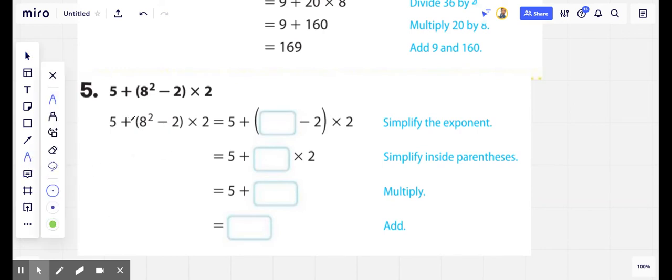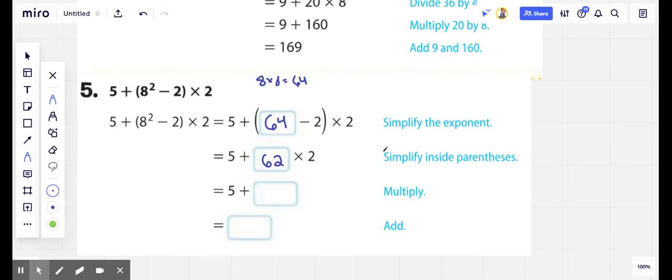Okay, so we have 5 plus 8 squared minus 2 in parentheses, times 2. All right, so the first thing we need to do is work in parentheses, and it just so happens that our exponent is in parentheses. So what is the power? What's 8 squared? 8 squared is what? Well, 8 times 8 equals 64. So 64 minus 2. All right, we have that. Now we still have to work inside the parentheses here. 64 minus 2 would be 62.